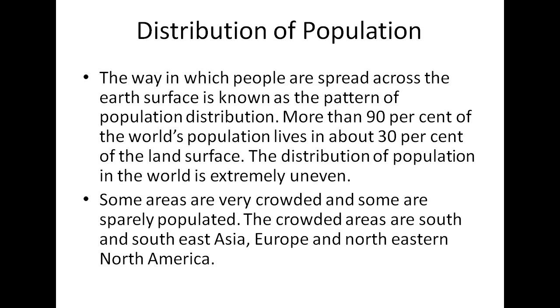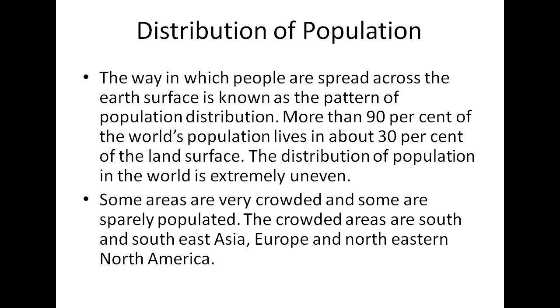Now the distribution of population in the world is extremely uneven. I just told you that it is never going to be equal. One country could be rich with a lot of population living there, and another country could not. So the distribution of population in the world is never going to be even. It is always going to be extremely uneven.